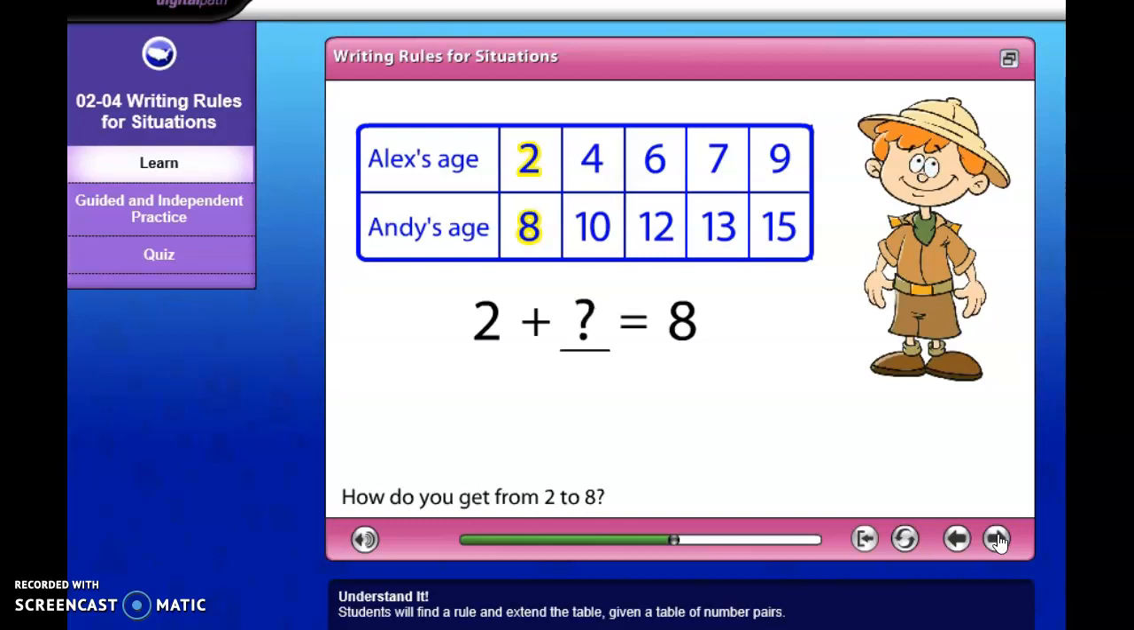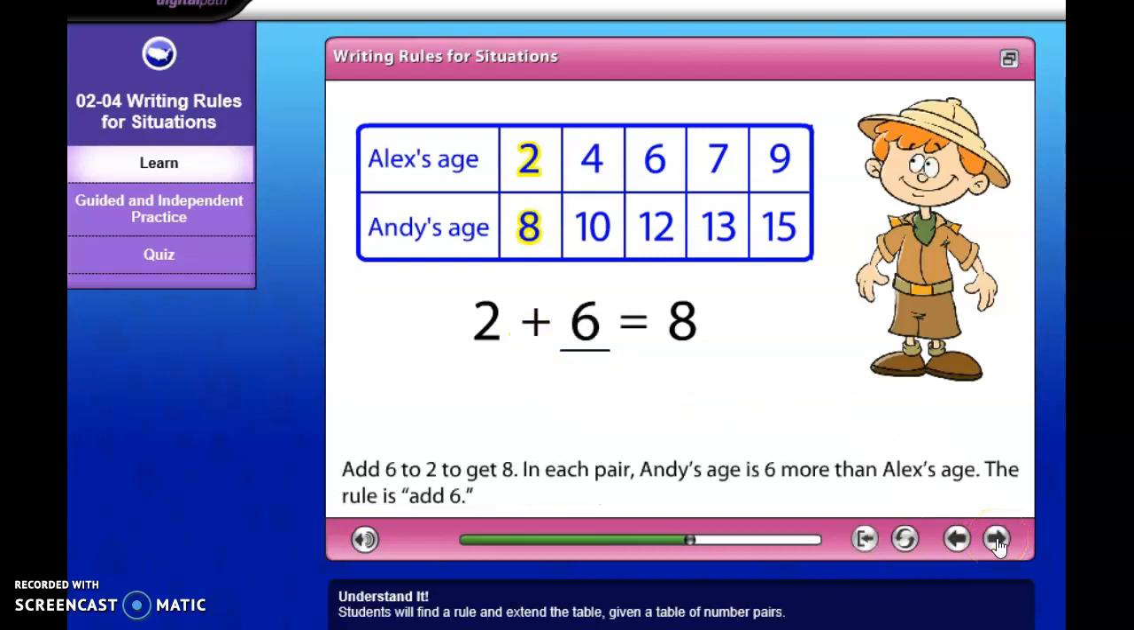How do you get from 2 to 8? My numbers are getting bigger from 2 to 8, Andy being older than Alex. Therefore, I have to add. Add 6 to 2 to get 8. In each pair, Andy's age is 6 more than Alex's age. The rule is add 6. This language, add 6, is very important.